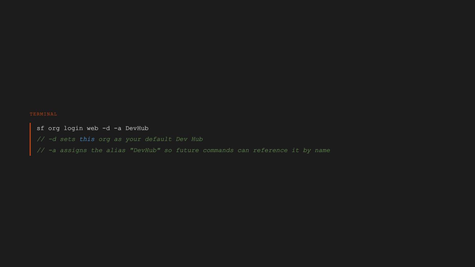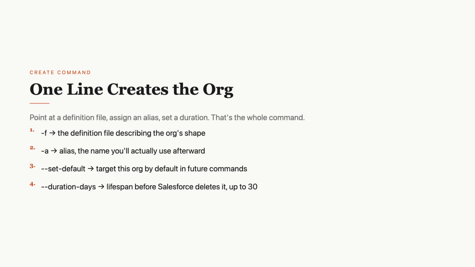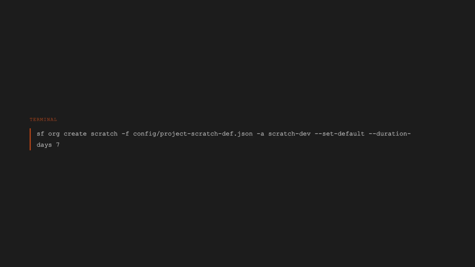That definition file, project-scratch-def.json, is where you describe the shape of the org you want: edition, enabled features, preferences, language, currency. It lives in version control right alongside your metadata, so every developer and every CI job creates an org with an identical shape. Here's a minimal example: org name, edition set to Developer, a features array, and a settings block, in this case turning on the desktop Lightning experience setting. Nothing exotic, just enough to define the shape once and reuse it everywhere.